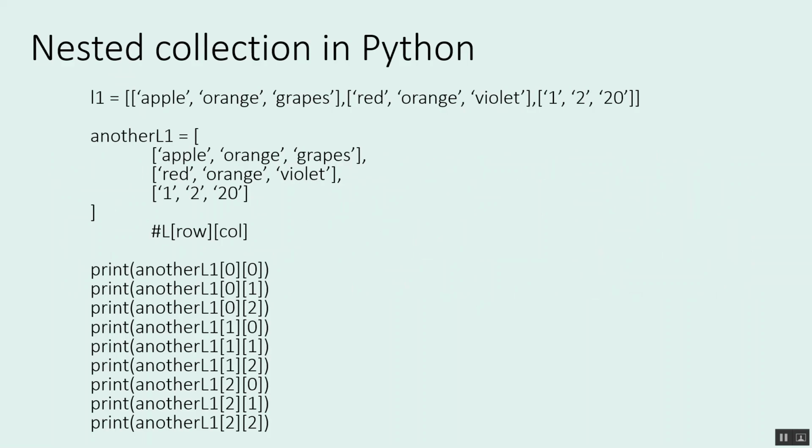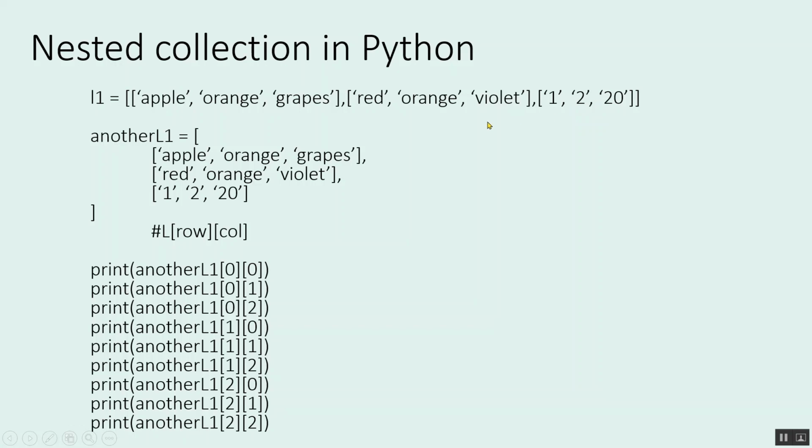Say for example, we have two types of list here. Actually they have the same elements, but in L1, this is only typed in one line. So the representation of this list is just for one line. As you notice, an element of this list is a list. So we have a list of fruits. The second element is a list of colors. And then the third element is a list of numbers represented as string, since it is inside the double quotation.